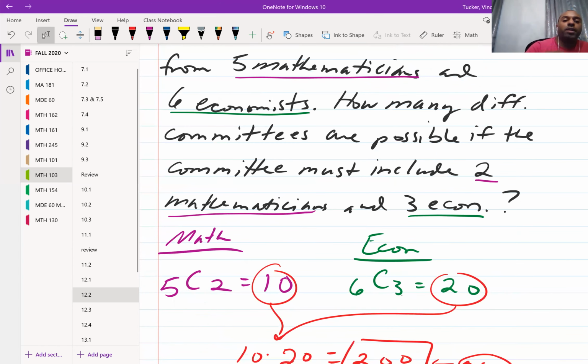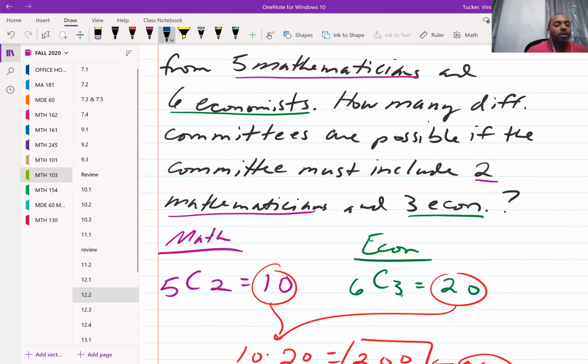So notice here, I did 5C2 because we wanted, once again, if you look at my line and my purples, we have these 2 mathematicians. They can't come out of the economists. They're only coming out of mathematicians. So that's where the 5 comes into play. And then we have 6C3, in which those 3 economists will come out of the 6 that we had to choose from.